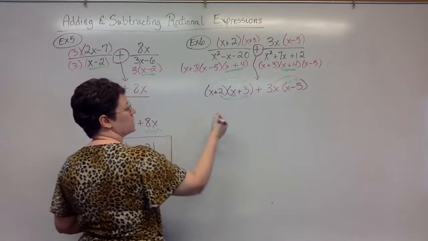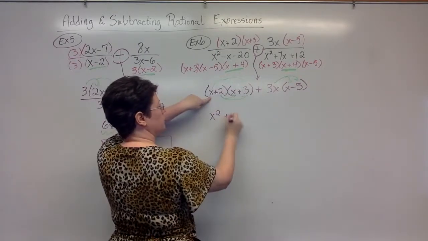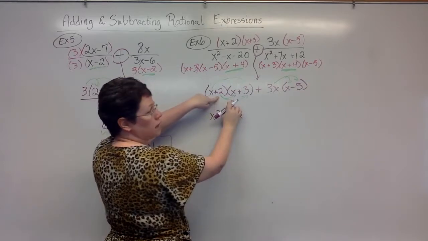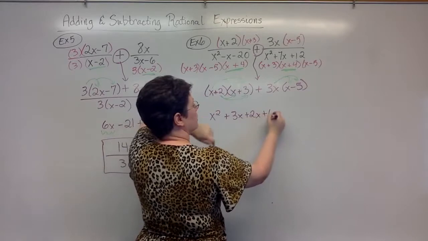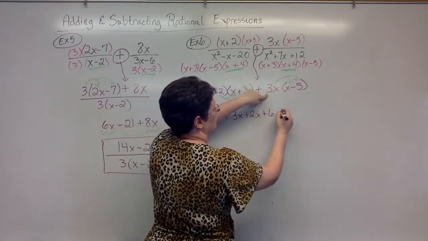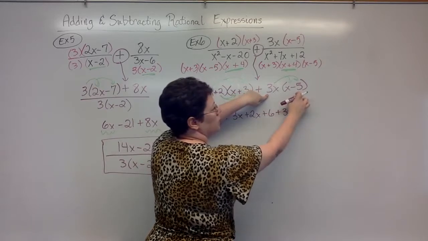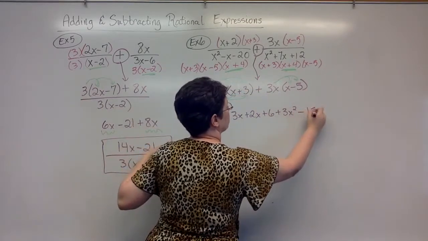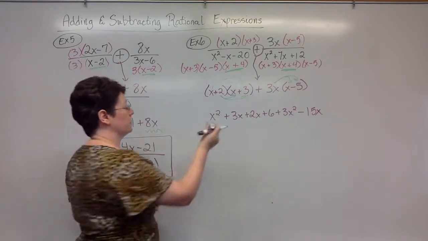All right, x times x is, x times 3, 2 times x, 2 times 3, and now 3x times x squared, and 3x times negative 5. Crazy. Now let's look at what matches.